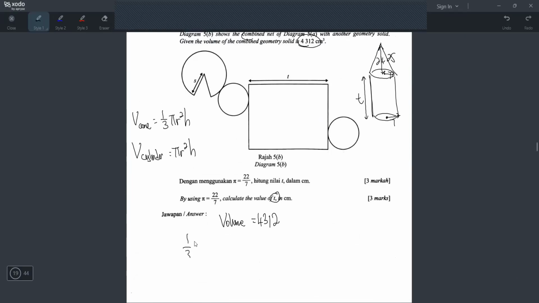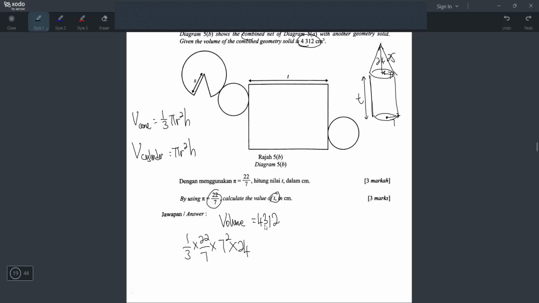1/3 pi. They already said to use 22/7 for pi, so I'm just going to follow whatever they want me to use. The radius of the cone is 7, squared, times the height of the cone. This height has to be the vertical height, not the slanted height, so it has to be 24. 25 we don't use, unless it's surface area, because the surface area formula needs the slanted height. But for volume, the height you use is the vertical one.